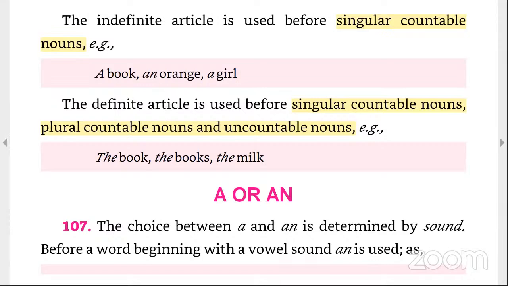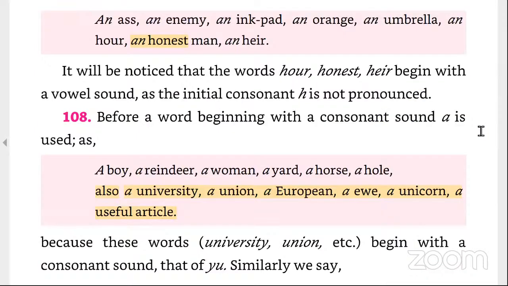Coming to a and an. Where to use a and an is always determined by the sound. If the sound is a vowel, we use an. The sound of a vowel may come from a consonant also.